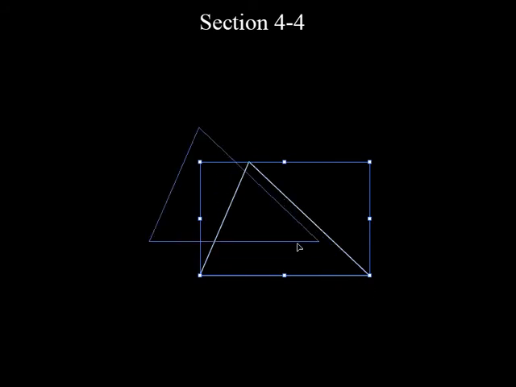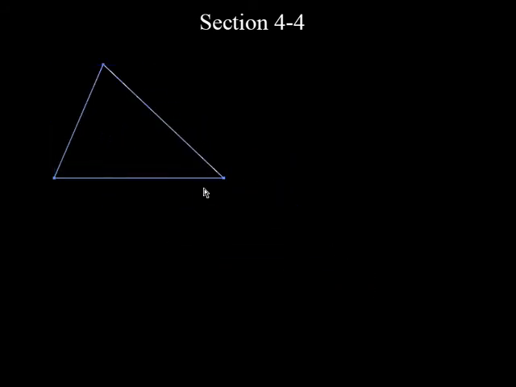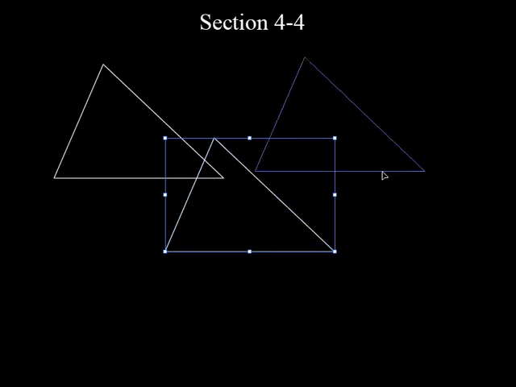All right, section 4.4, we're still talking about triangles, and we're still talking about congruent triangles. But let's review just briefly. We went over a whole homework assignment where we talked about this, but let me just go over it real quick because it kind of leads into what I'm going to talk about today.